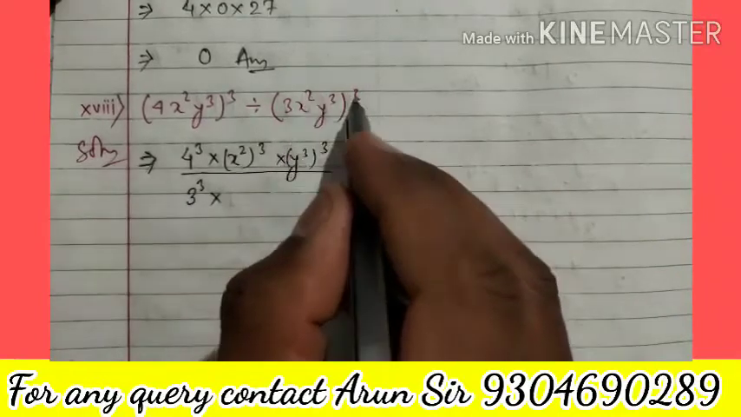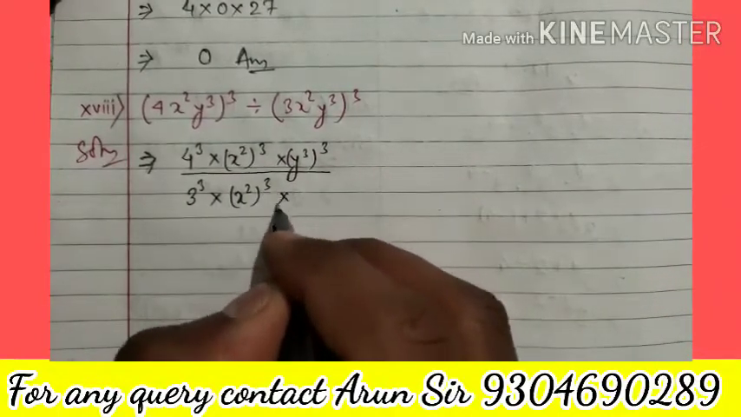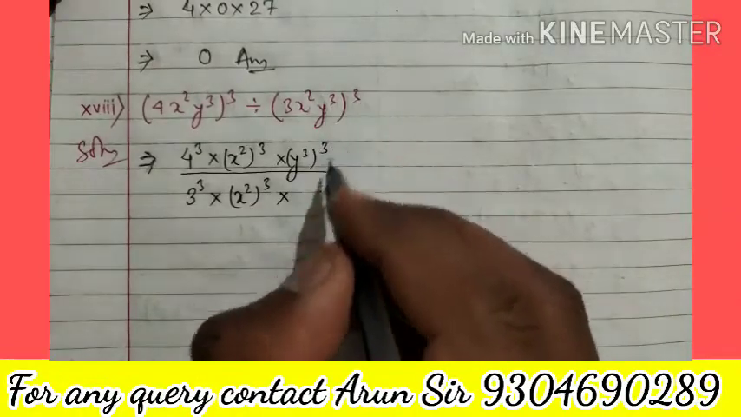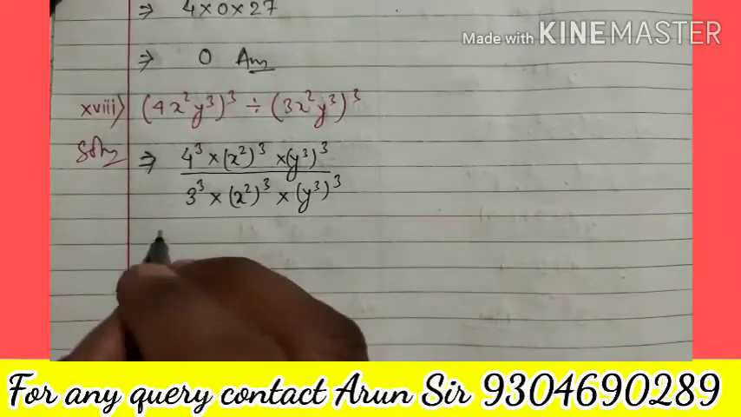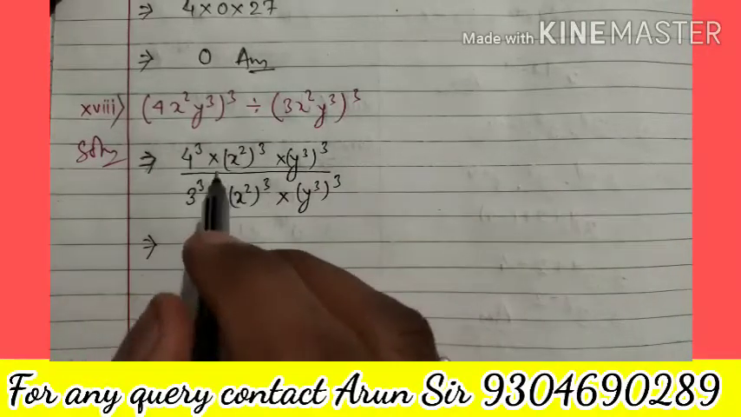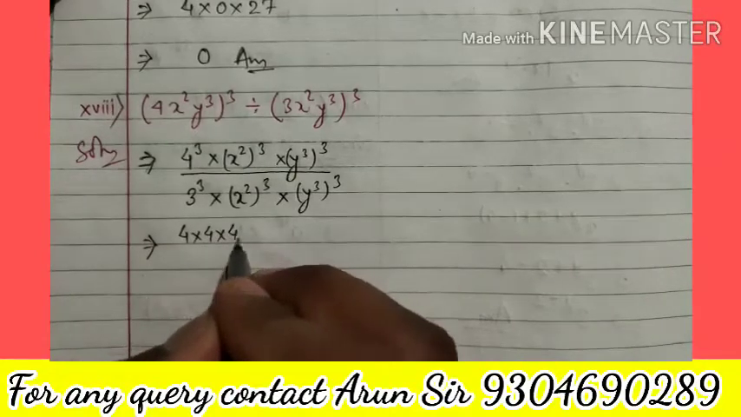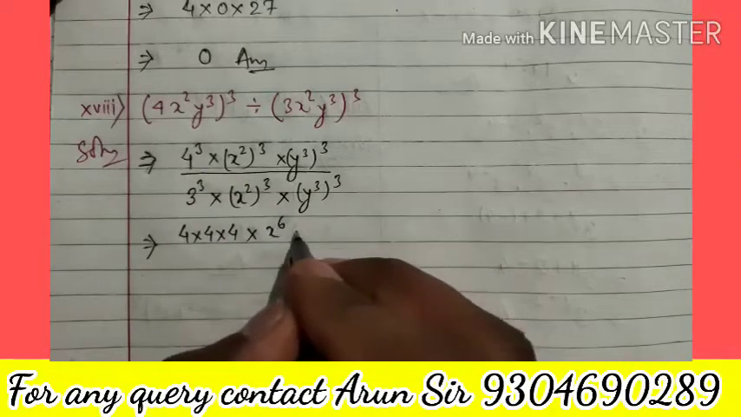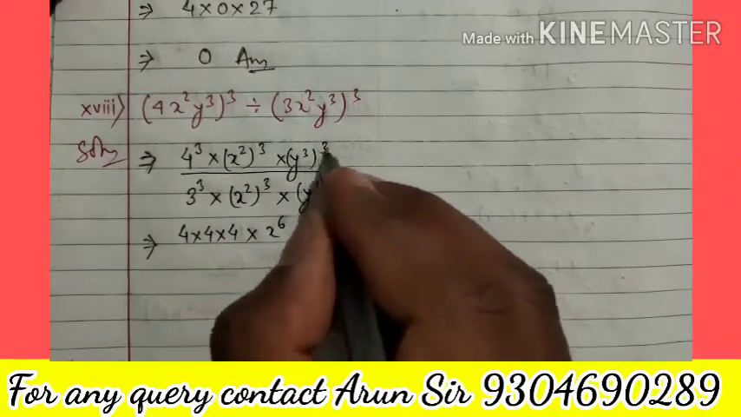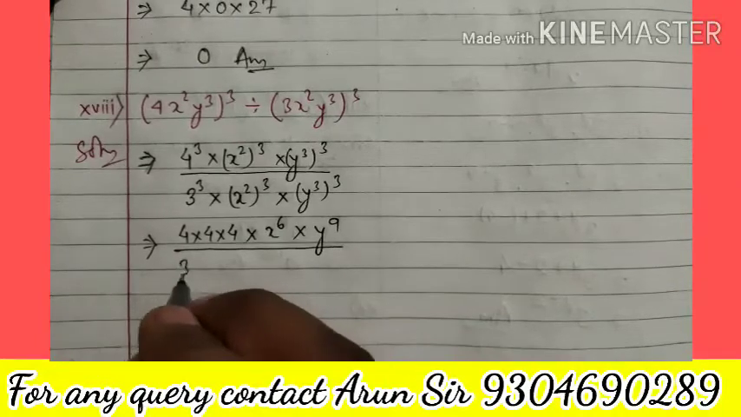into (x square) to the power 3, into (y to the power 3) whole to the power 3. Now in the next step we will solve it. 4 to the power 3 means 4 into 4 into 4 into x to the power 6, into y to the power 9, divided by 3 to the power 3.